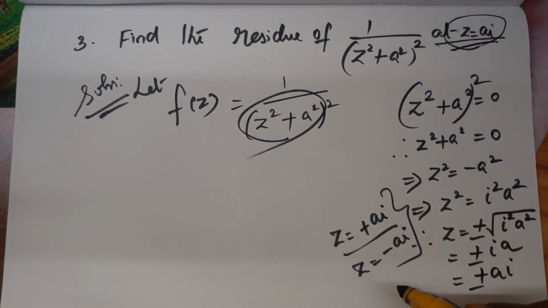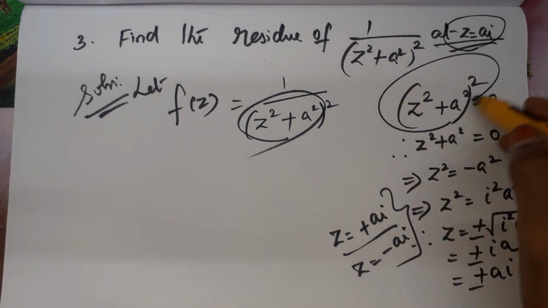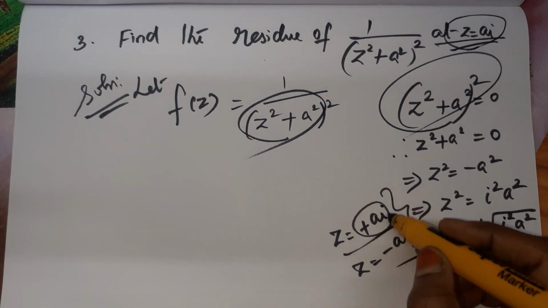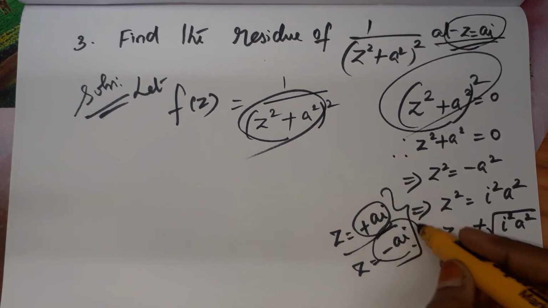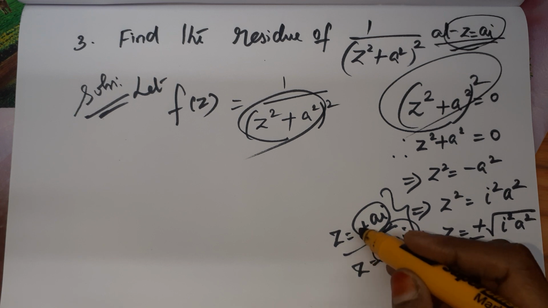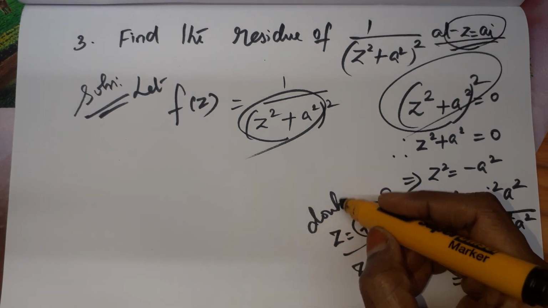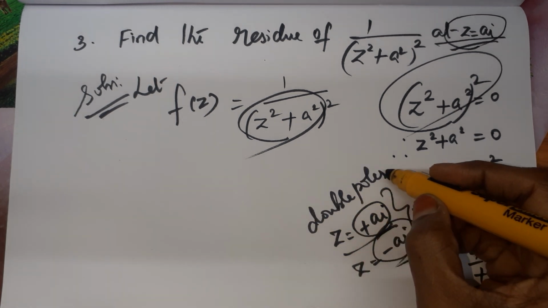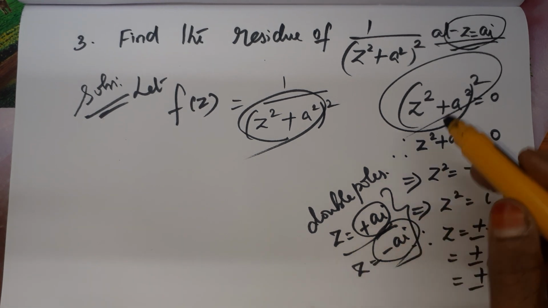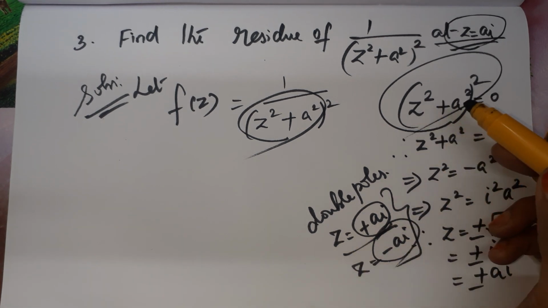Total two poles only come, let's see. The power is 4, right? So ai is repeated 2 times and minus ai is repeated 2 times. So it is a double pole. Both are double poles. Okay, what does double pole mean? It comes twice, so this value will occur two times.